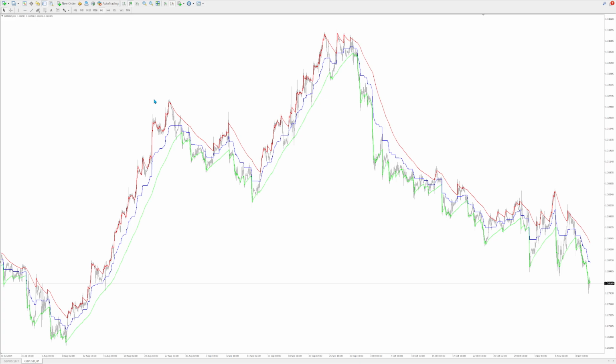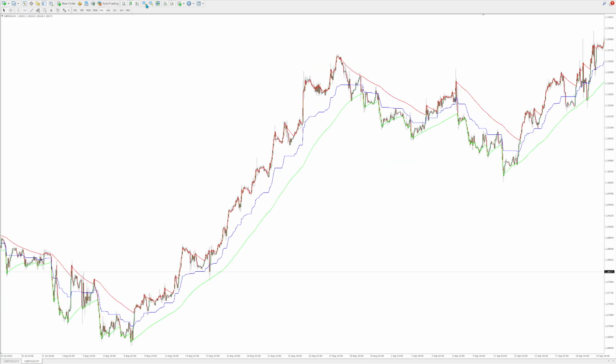You can use this indicator and the strategy for Forex, crypto, stocks, commodities, indices, bonds, etc. Whatever you like to trade. So let's get into it.